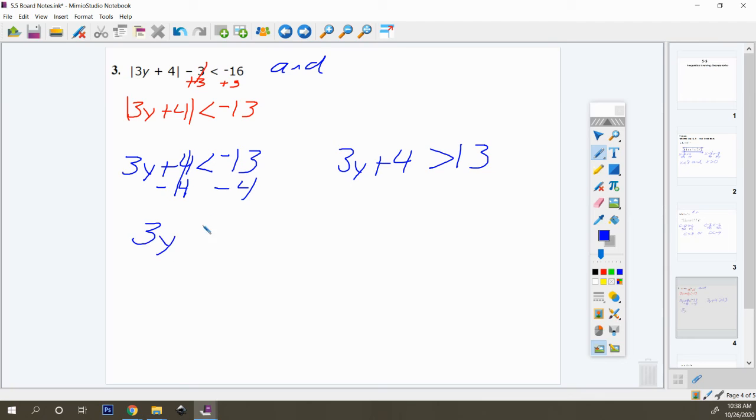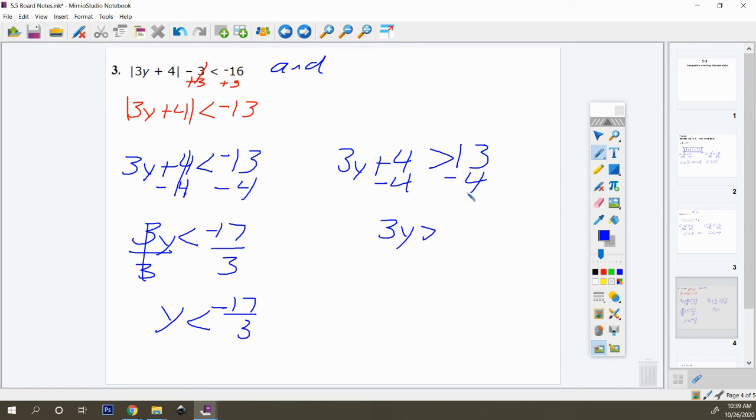That gives me 3y is less than negative 13 minus 4, which is negative 17. Divide by 3 and get rid of it. y is less than negative 17 over 3. I can't reduce that, can't do anything with it. It stays just like it is. On this side, we're going to minus 4 again. Now 13 minus 4, that makes 9. Divide out the 3. And I get y is greater than 3. We decided this was an and earlier. So there's my and, we're done.